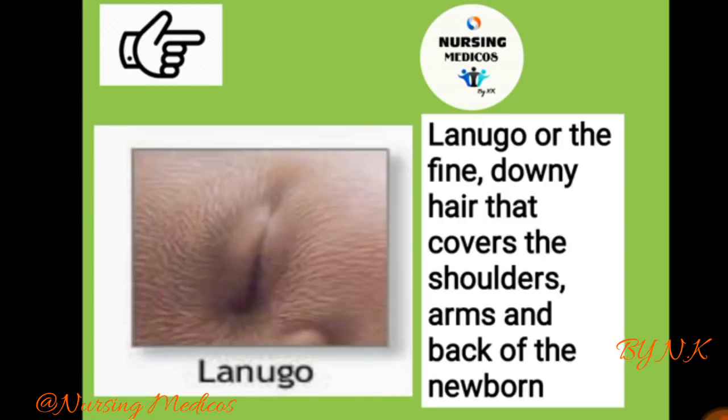Next one, lanugo, the fine downy hair that covers the shoulders, arms, and back of the newborn. That is called lanugo. You can see it in this picture.